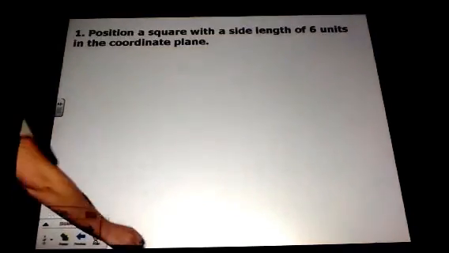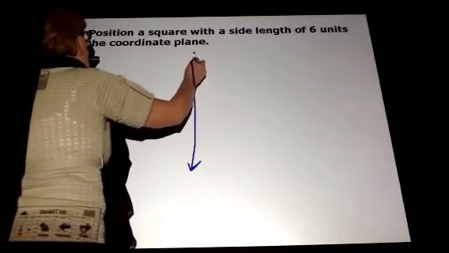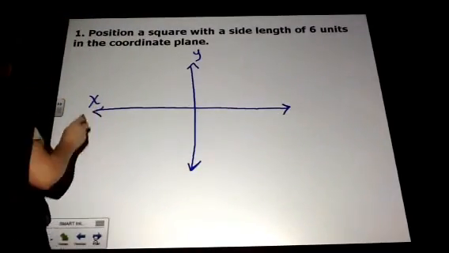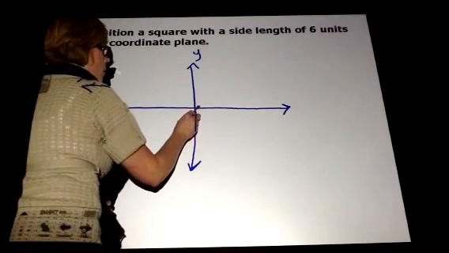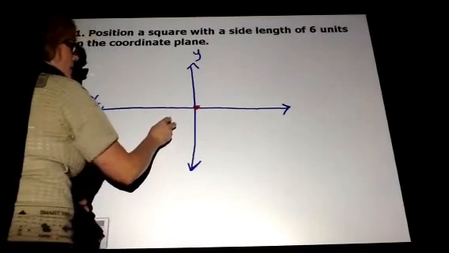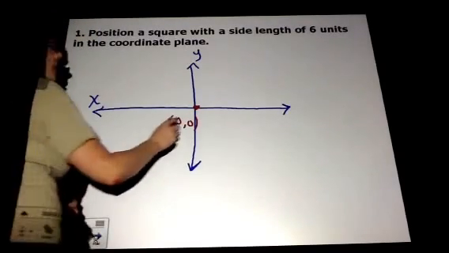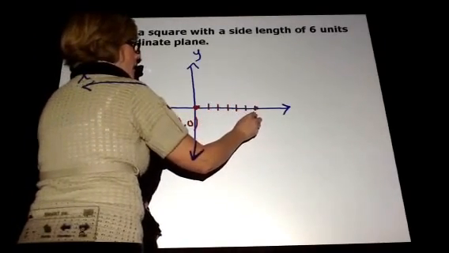Position a square with side length of 6 units in the coordinate plane. Okay, so let's draw our y-axis and our x-axis. All right, we're going to need to position a square here. I want one of my coordinates right here at the origin. That's 0, 0. Side lengths are 6. 1, 2, 3, 4, 5, 6. So I have 6 tick lines.